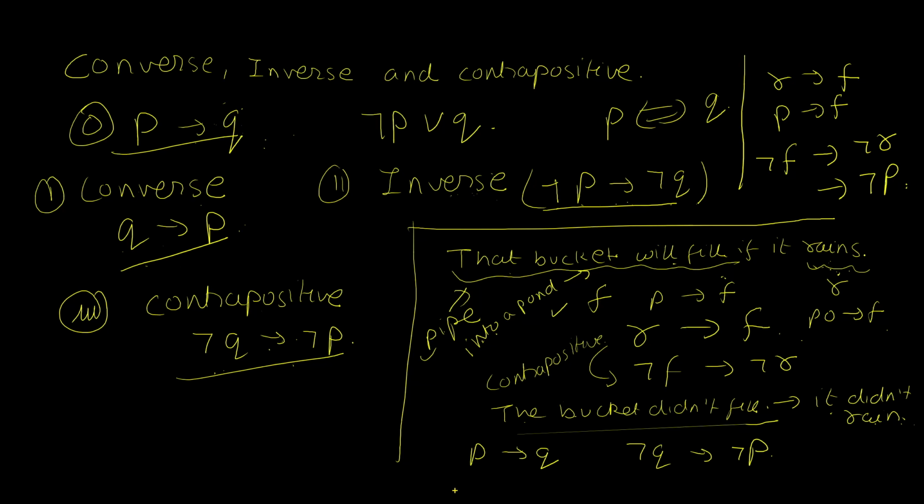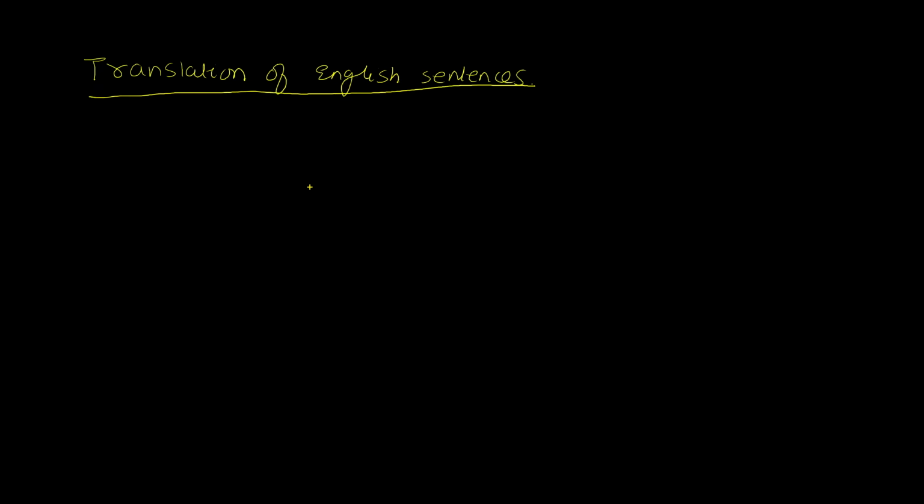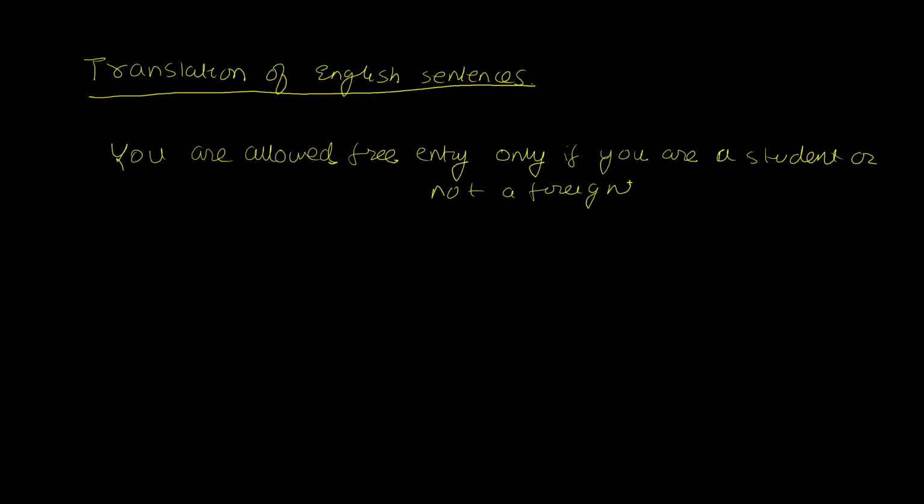Okay, so next we'll look into a couple of applications of propositional logic. Let's look at translation of English sentences, and we use this to translate common language English sentences into propositional logic formats. That involves finding the different propositions involved in the sentences and finding the logical connectives used in those sentences. Let us see a couple of quick examples. You are allowed free entry only if you are a student or you are not a foreigner. It's worth understanding that this by itself is a proposition. I could call this whole thing P and be done. But that doesn't help much when I'm trying to reason with it or break its components.